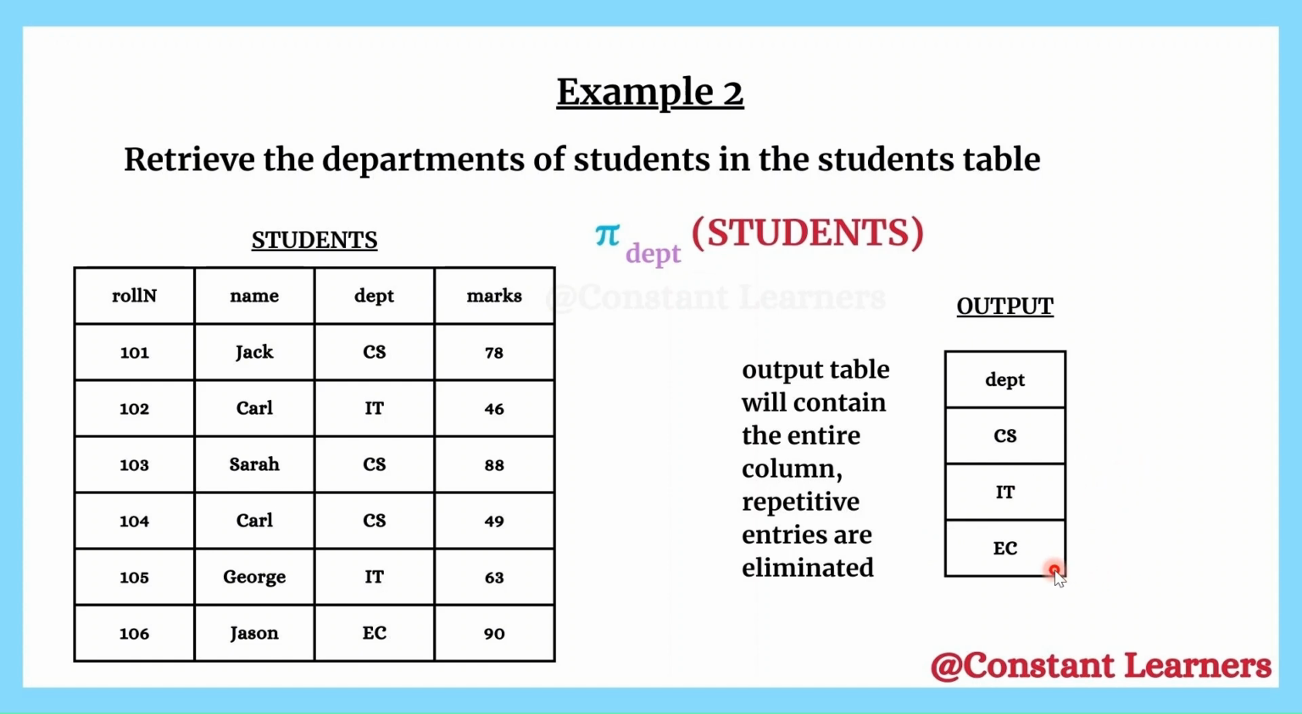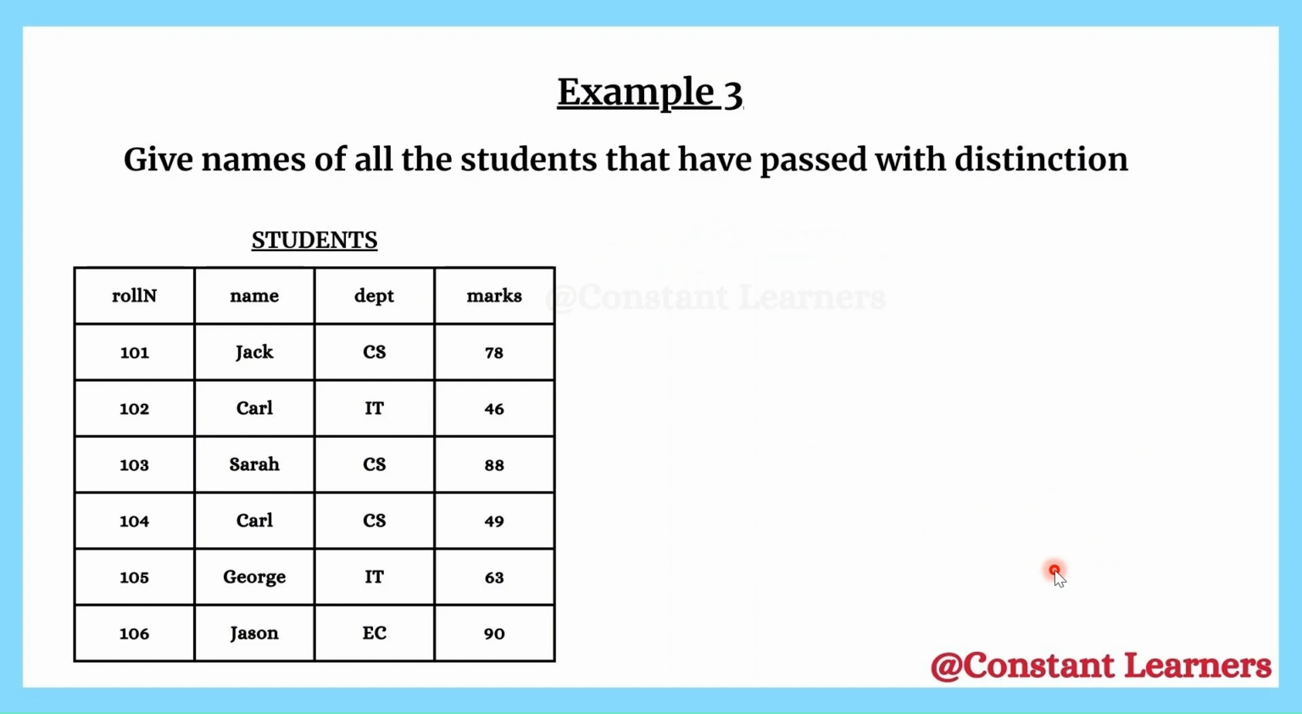I hope the project operation was clear. Now let's look at an example where our output must contain a single column but with conditioned rows. That means the entire column will not be the output. However, we will have some conditioned entries in the output column.